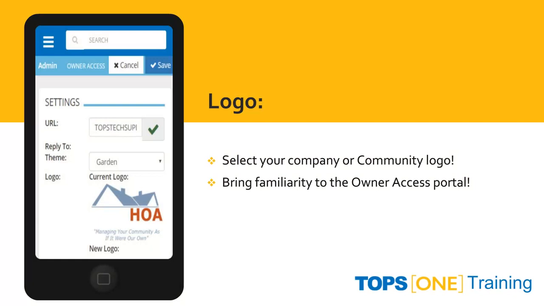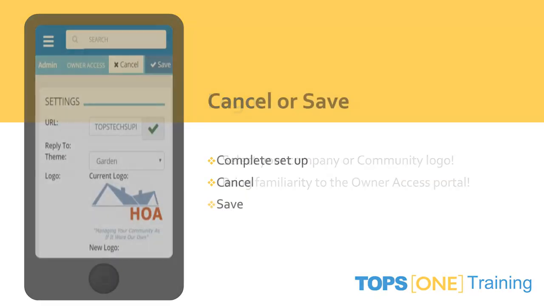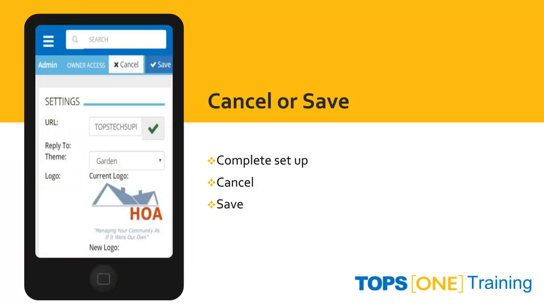The ability to select your company logo or community-specific logo to bring familiarity to the Owner Access Portal for the owners. Once you're satisfied with all the option settings that you have, cancel or save to complete the setup.